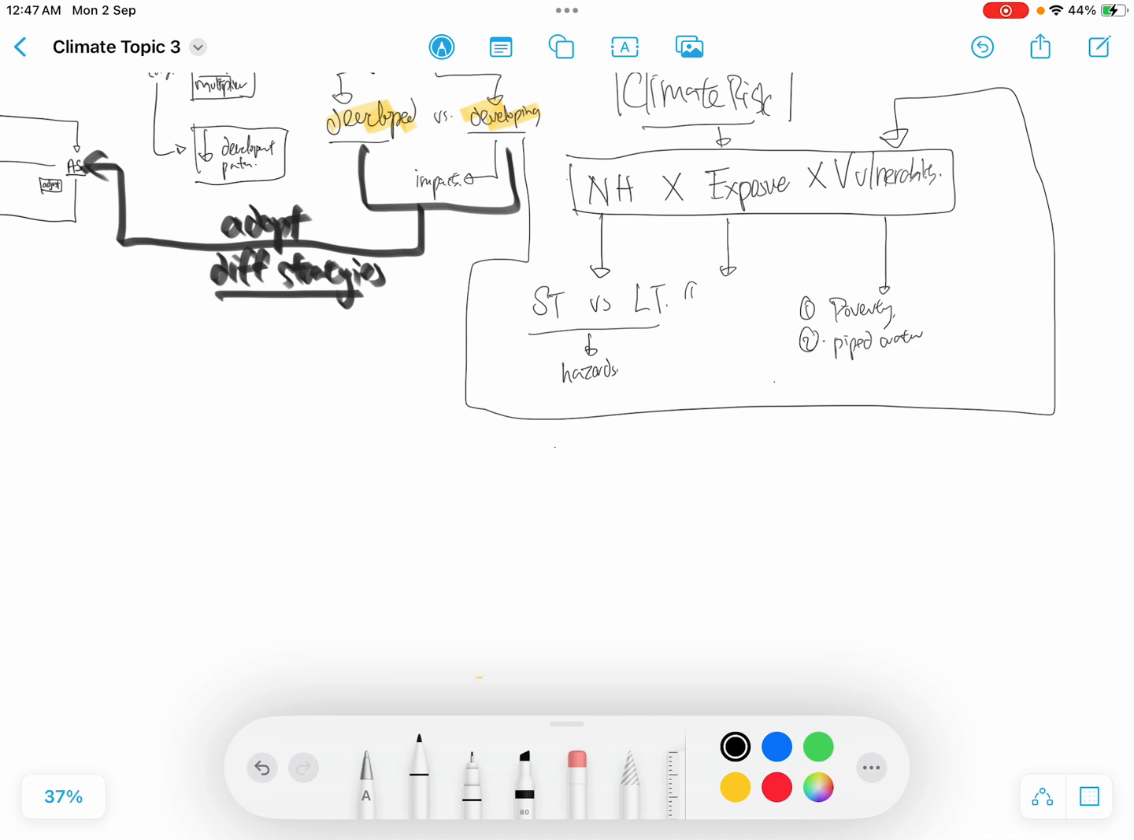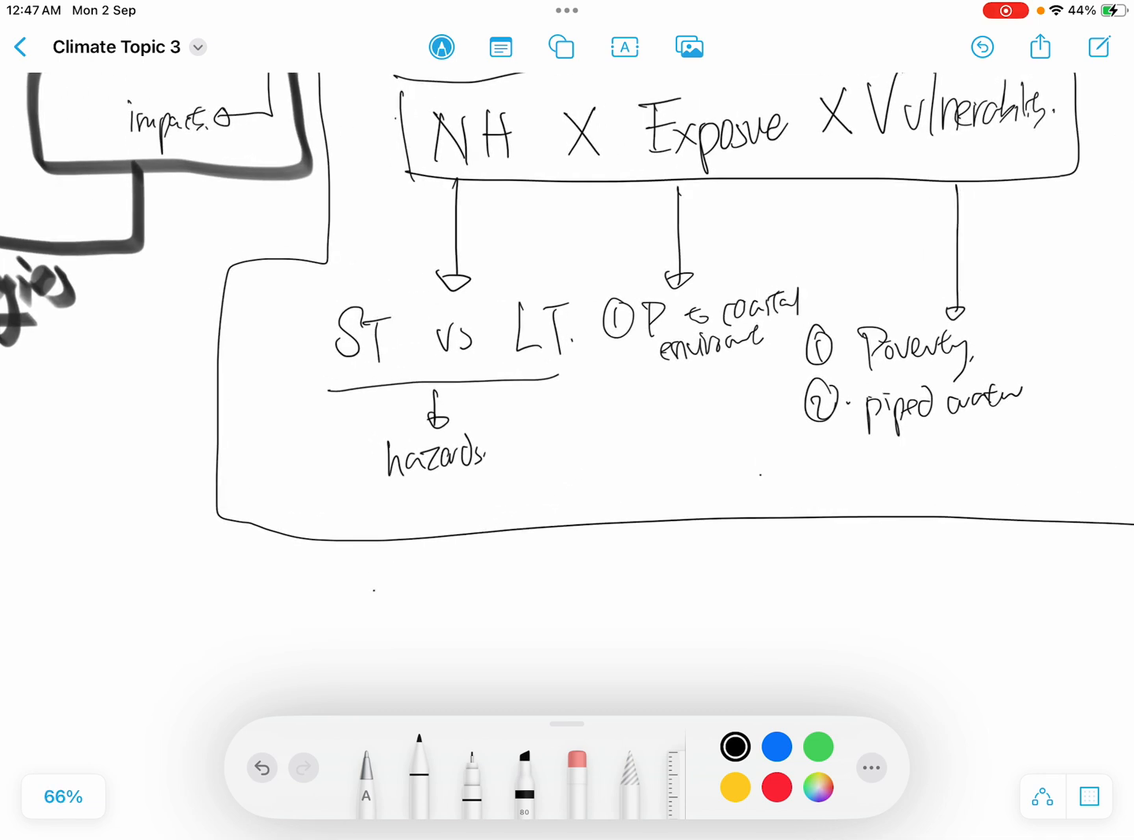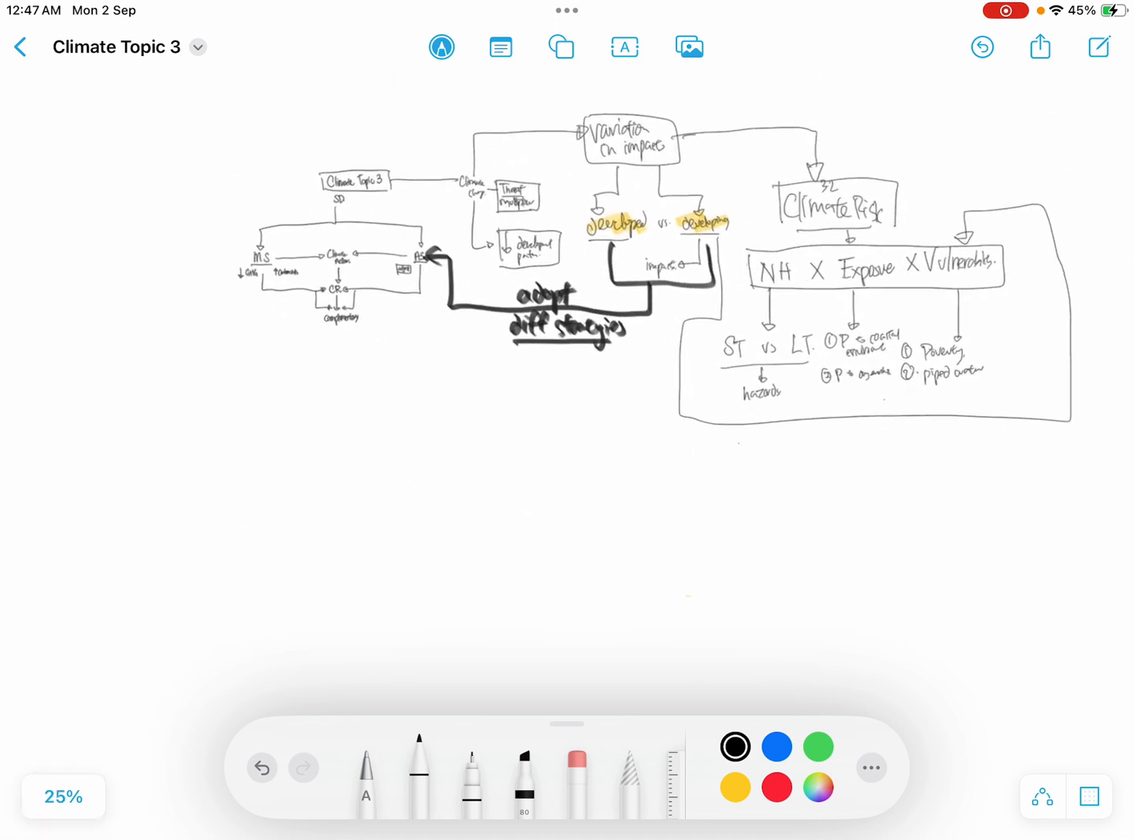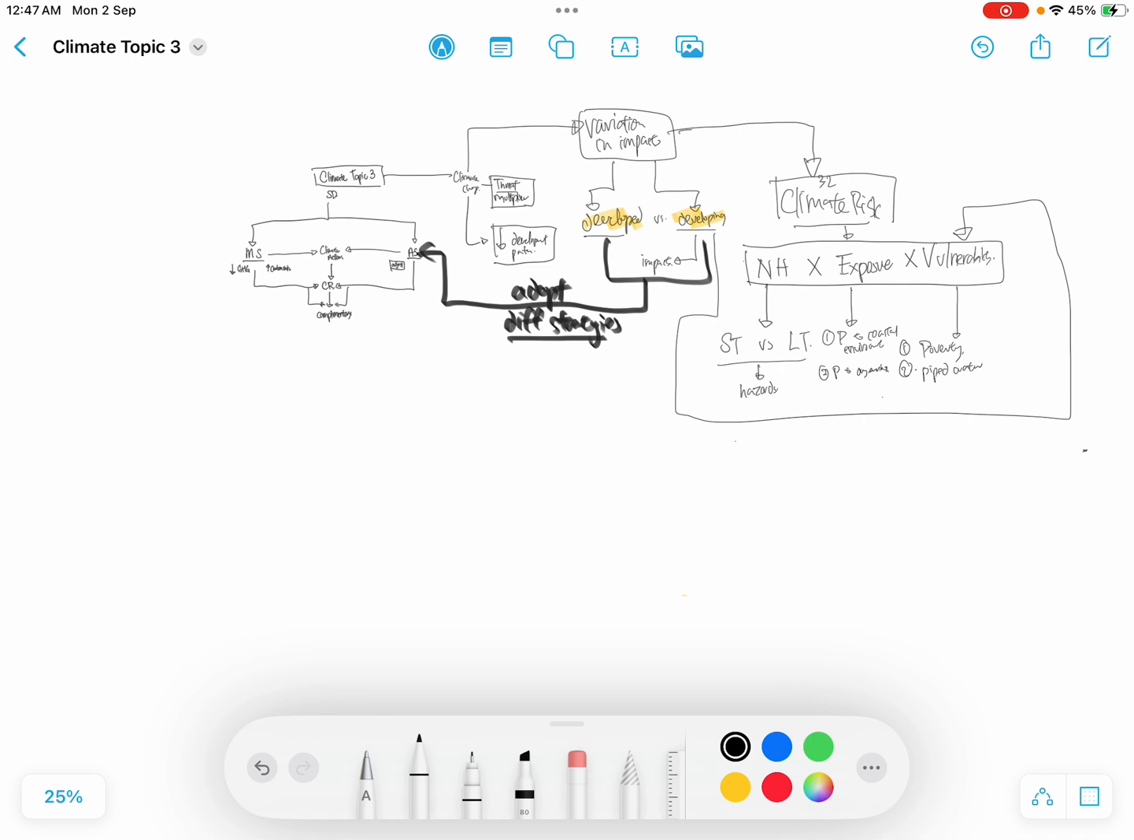Exposure is very specific. It talks about proximity to coastal environment. Okay, the nearer you are to coastal environment, the more you will be exposed. Next, proximity to dry environment. The nearer you are to dry environment, you're more likely to be exposed to droughts. That is 3.2, right? So for 3.2, you need to understand that with this formula you can actually calculate for both developed and developing countries how much they are exposed, what are their vulnerabilities, and what's the nature of hazards that they are being exposed to, right?